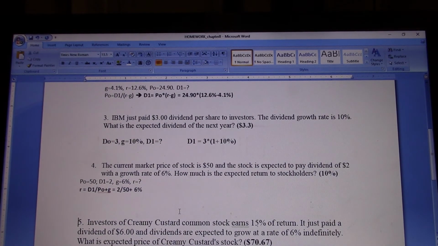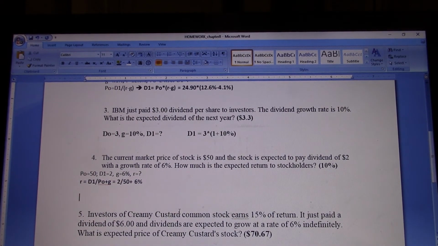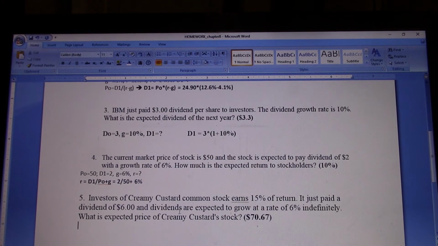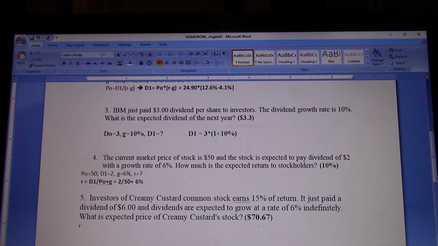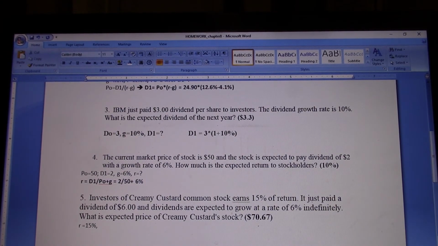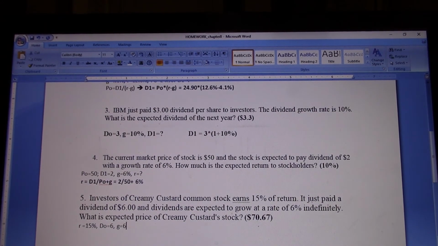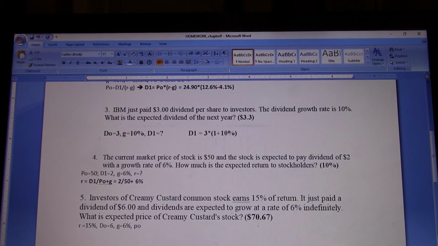Okay, for the next question: how much is the stock price if the stock earns a 15% return, so R is 15%. It just paid a dividend, so D0 is $6. G is 6%. The question is asking how much is P0.